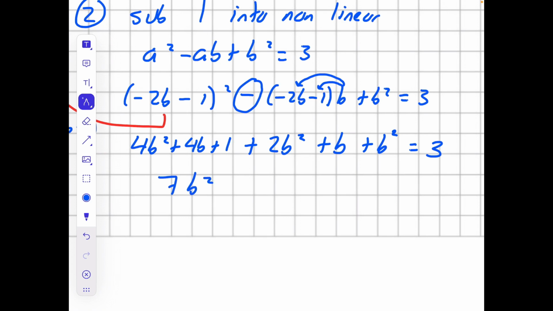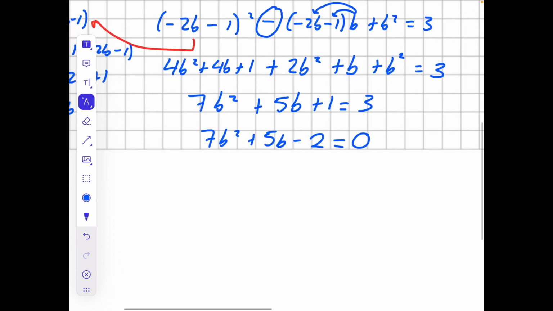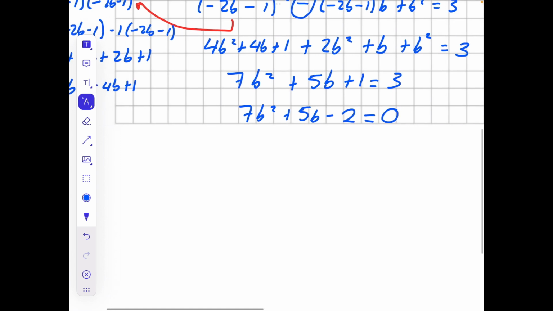Okay, tidy this up, make it look like a quadratic. So how many b squareds do we have? 7b squared. You do 4b squared plus 2b squared plus b squared. How many b's? We've got plus 5b. Plus 1 is equal to 3. To make it a quadratic that we can use the minus b formula on, everything to one side. So 7b squared plus 5b minus 2 is equal to 0. And now pop that into your minus b formula. So we have a is equal to 7, b is equal to 5, and c is equal to minus 2.